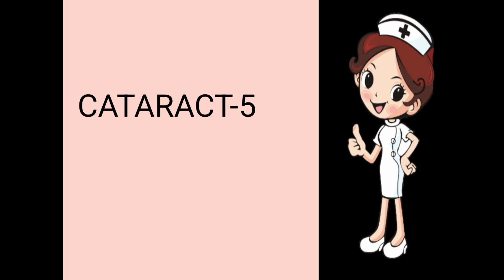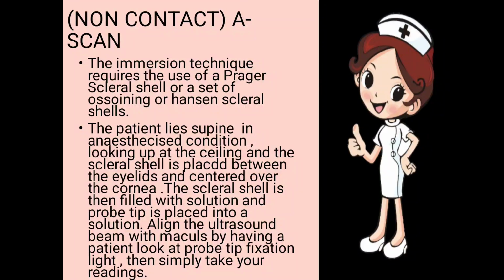The first one is the keratometry values, which are K1 as well as K2, the steep and horizontal meridians of the cornea, as well as the axial length, to do the biometry or to calculate the intraocular lens power for the patient. So let's see both the methods one by one. First one is the A scan by non-contact, and the second one is the A scan by contact.